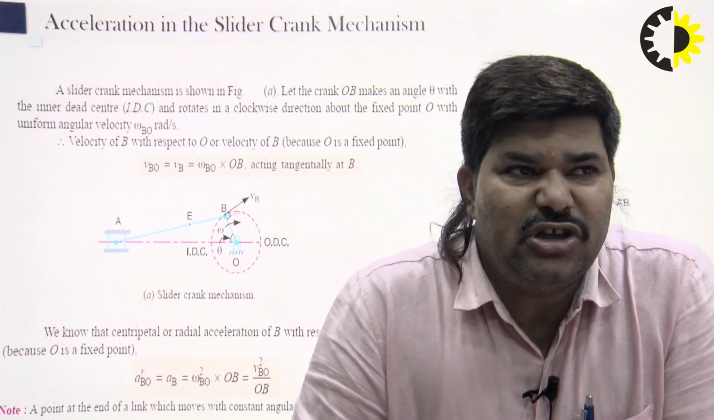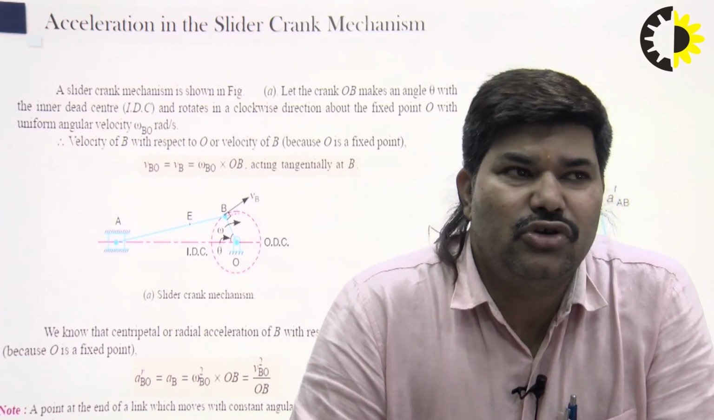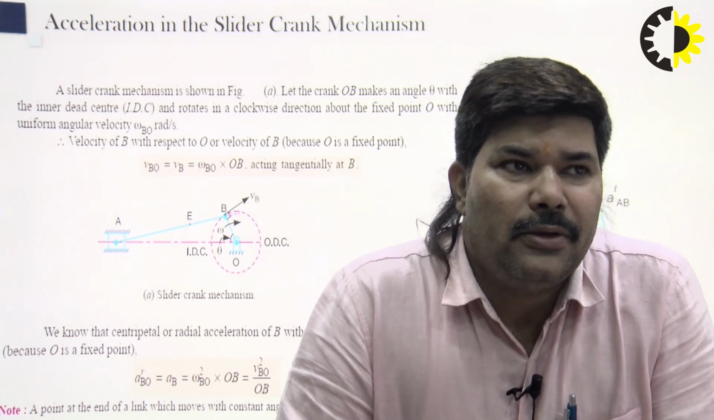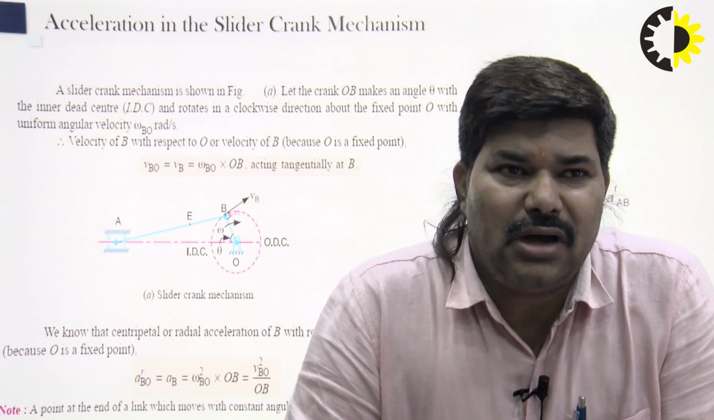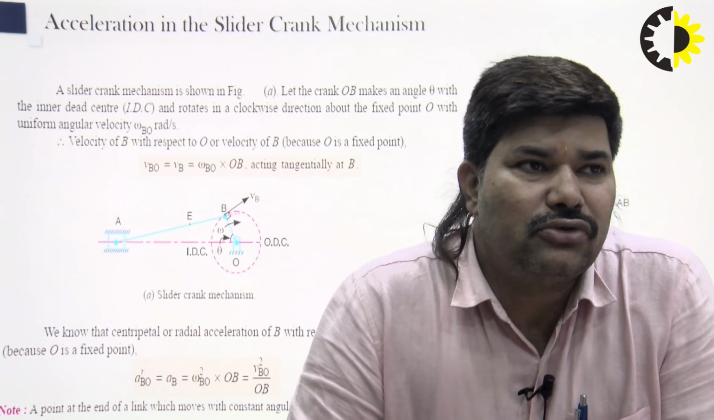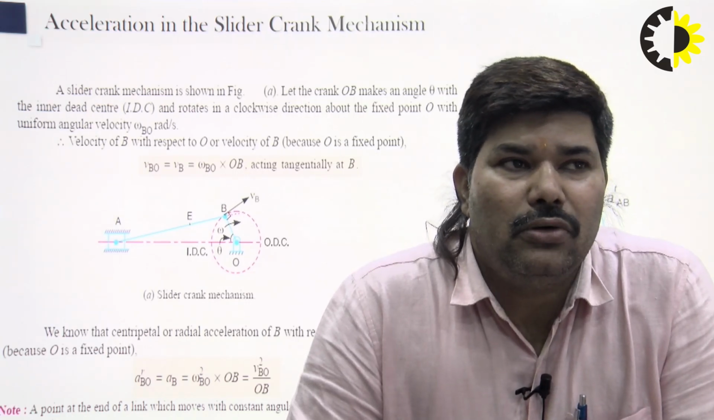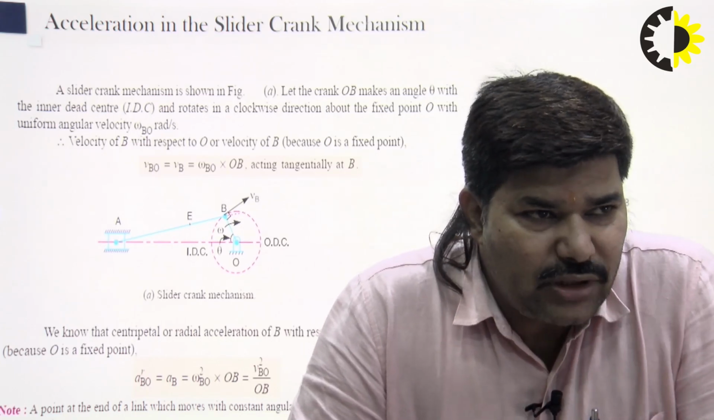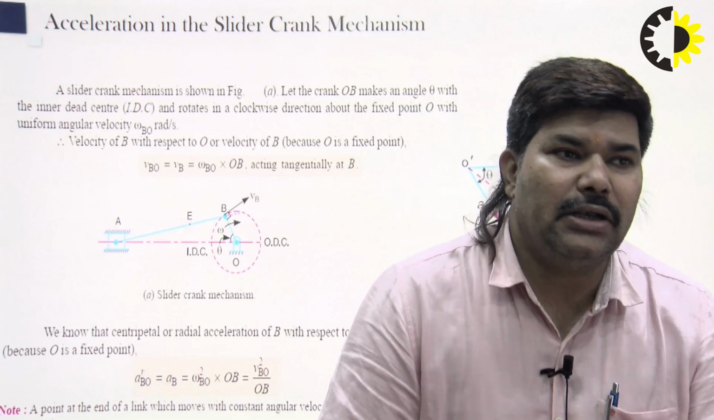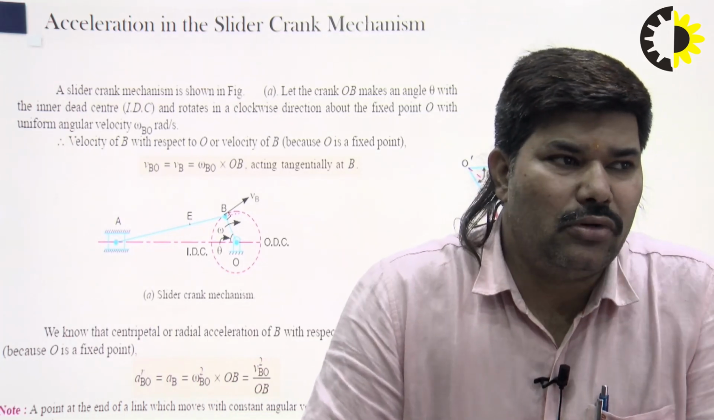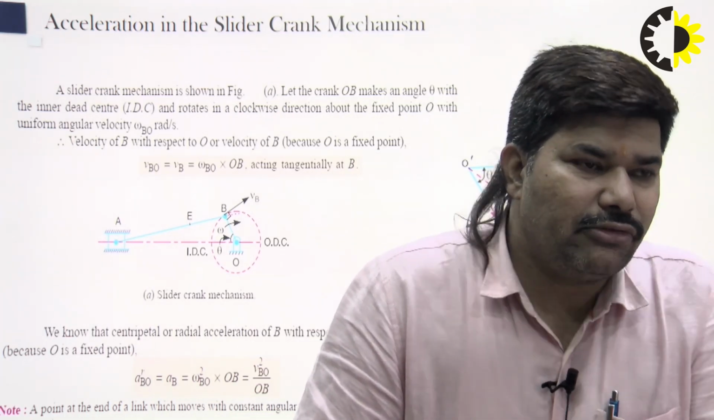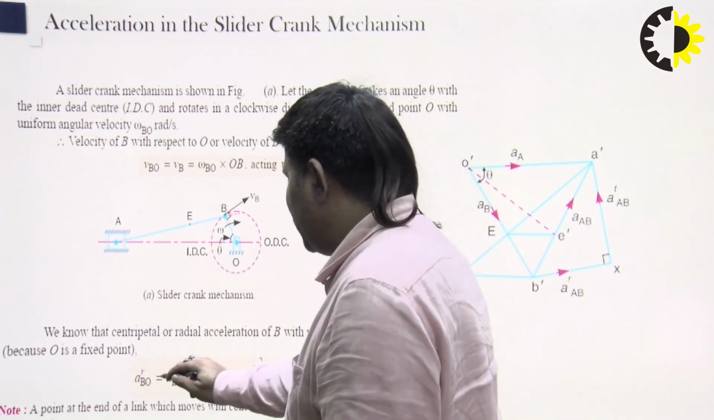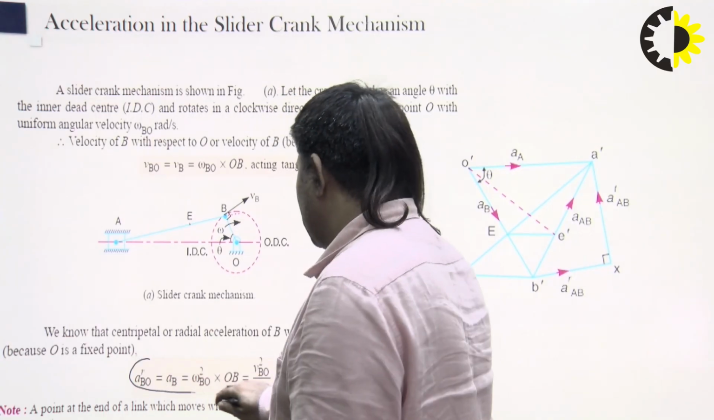So, the velocity of B with respect to O, or the velocity of B because O is fixed, you can represent as omega into R in the normal formula, that is omega BO into OB, acting tangentially at B. So, we know that there are the centrifugal and the radial acceleration of B with respect to O, because O is fixed.